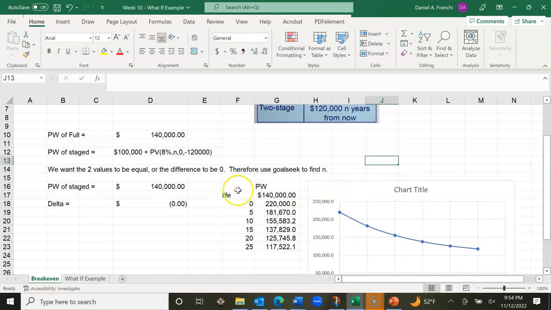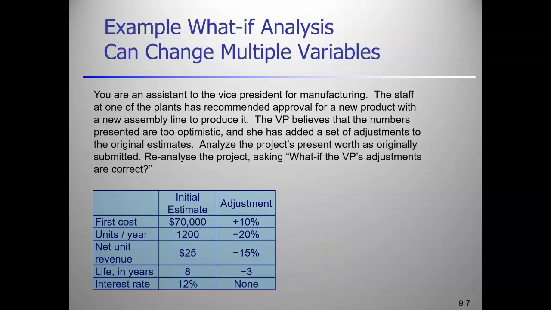So I wanted to emphasize, when we're starting to do sensitivity analysis and break-even analysis, we want to start thinking about using data tables. Now I have in the Excel spreadsheet that I'm going to upload, I have an example of what if analysis when you change multiple variables. And so in the example, I show what can happen if you change your initial cost by 10%, your production per year by 20%, your unit revenue by 15%.